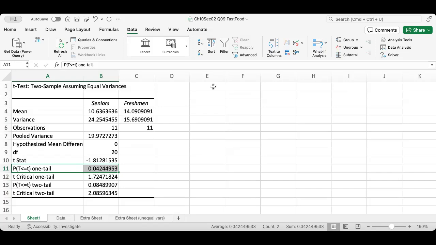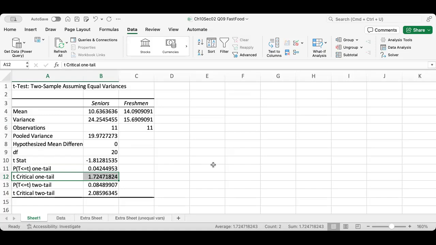Do you see something up there that says critical T? I see two different critical T's, right? One that says one tail and one that says two tail. So I need to know which version I'm doing. I'm doing a one tail test, so I'm going to use that T that says critical one tail. Now, mind you, that's the positive number. But since we're doing a left tail, we want to deal with absolute values or to think of the negative version of that number.